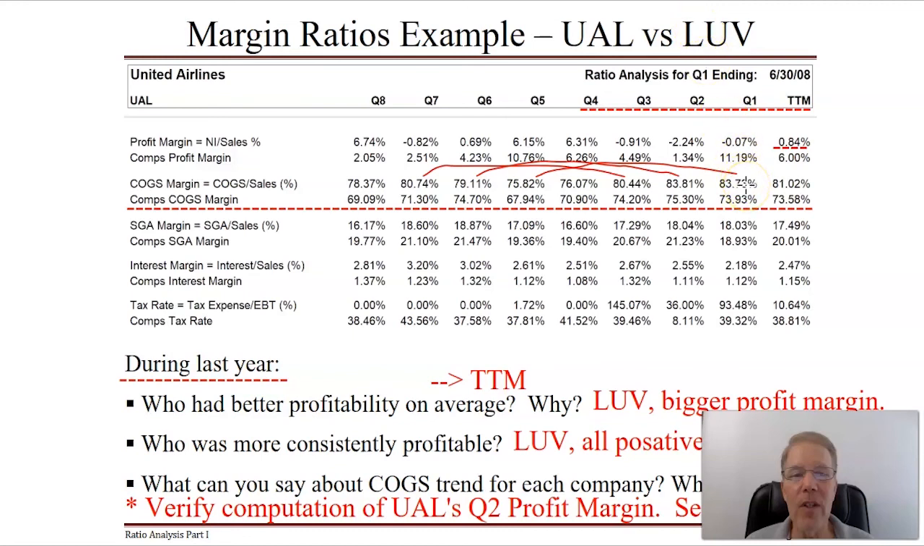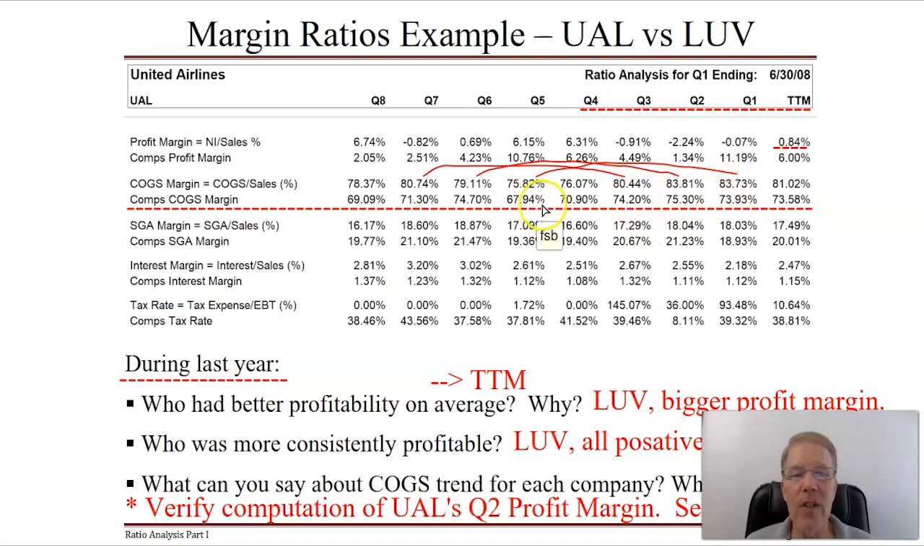So let's look at UAL. UAL's COGS margin went from 81% to about the same, a little bit more than 80.5, a little bit lower than 80.5, then 79% goes to 84%. That's kind of a big jump. Let's see if that continued. 75% jumps all the way to 84% again. So for UAL in the last 2 quarters, at least, the trend is up, big time. That's a big change, from 75 up to 84.